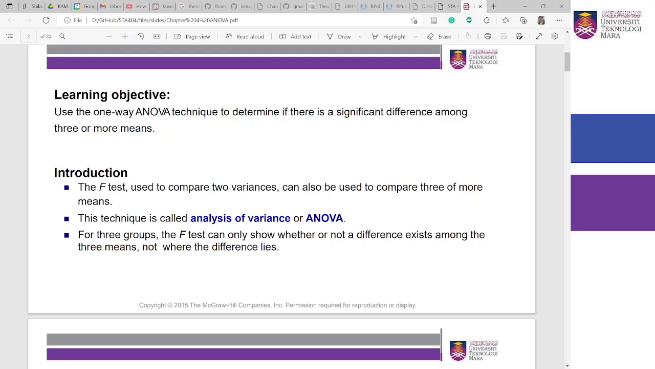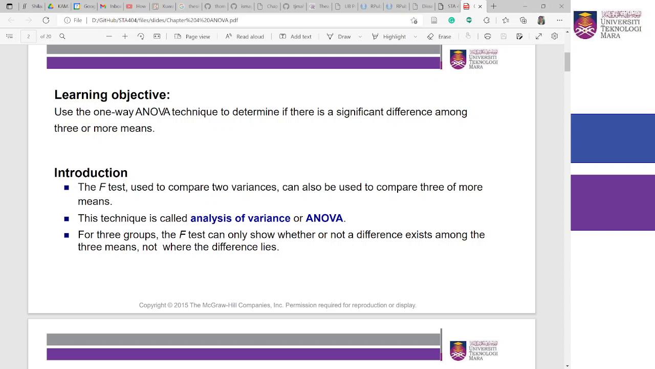On top of that, we can also use the F-test to test or compare means between three or more mean values from different groups. So this is what we call ANOVA.